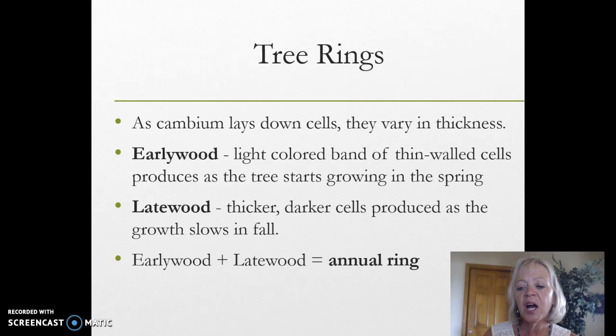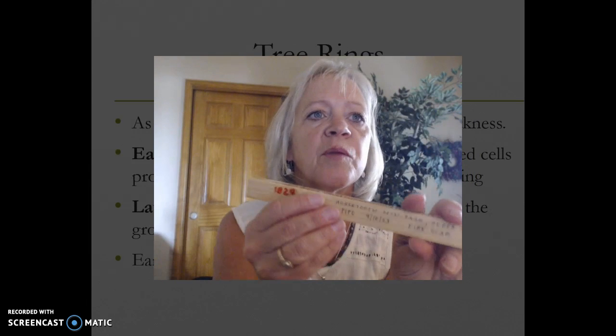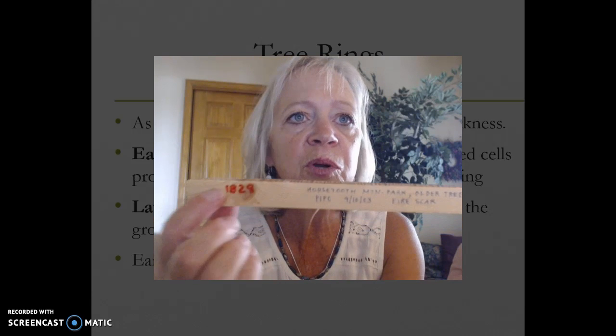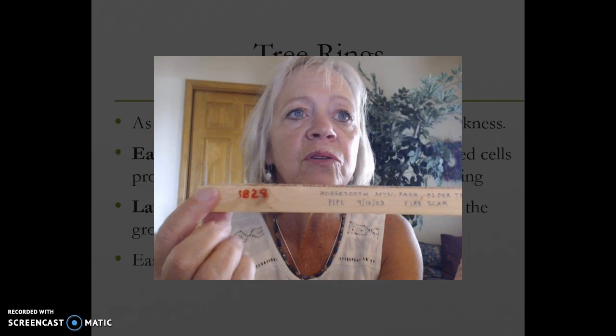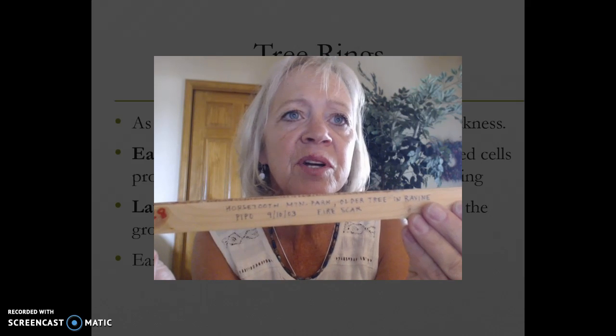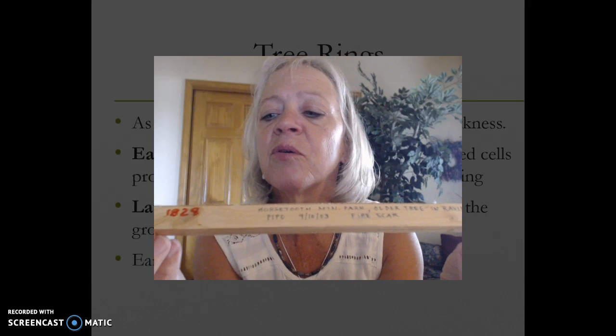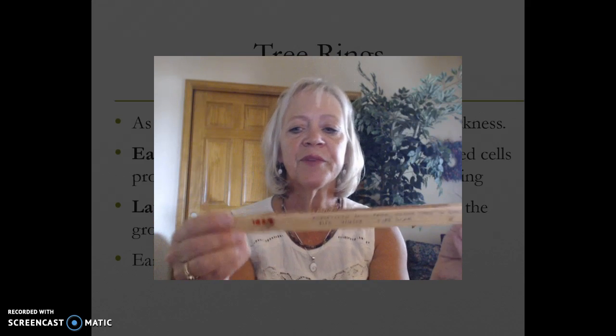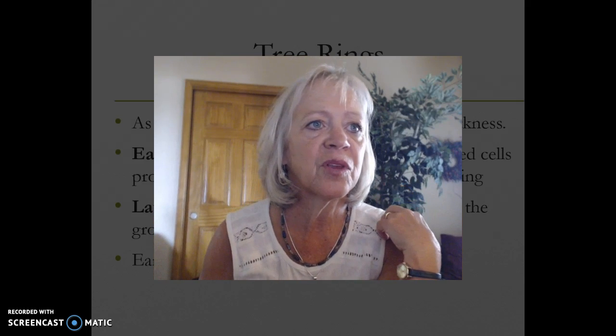One annual ring. Another way to look at that is to look at a core sample. And when we take a core sample, we can sand it down and we can put it on this core holder, which reads Horsetooth Mountain Park, the date it was taken, the tree it was taken from, and the fire scar, as well as the total number of rings. So pretty cool, huh? This is a core sample.